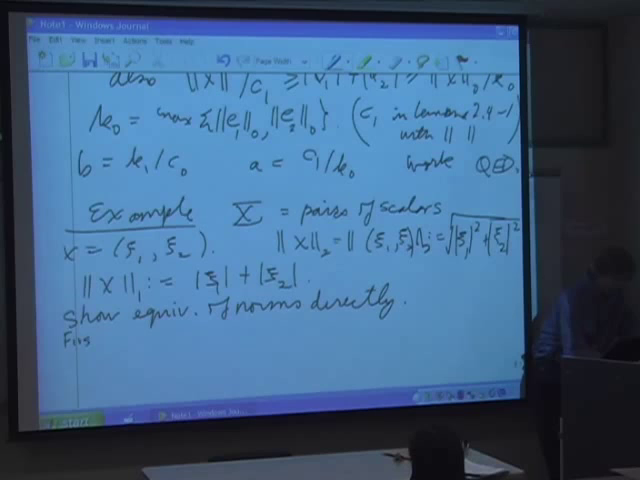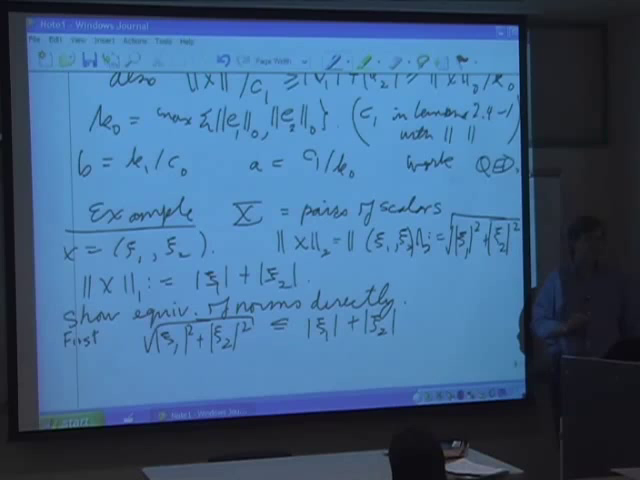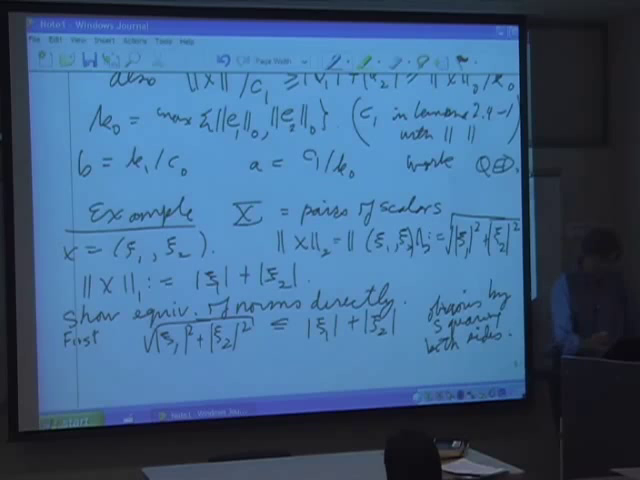First, let's see if I can get something simple. I claim that the 2 norm is less or equal to the 1 norm. I claim that the square root thing is less or equal to the sum of the absolute values. Is that obvious? The square root of C1 squared plus C2 squared is less than or equal to C1 plus C2. Is that obvious? Square both sides and you get extra terms on the right. Obvious by squaring both sides. Now you might wonder, so that's the constant 1. I have x2 in the middle, so I have the norm x2 less than or equal to the norm x1.